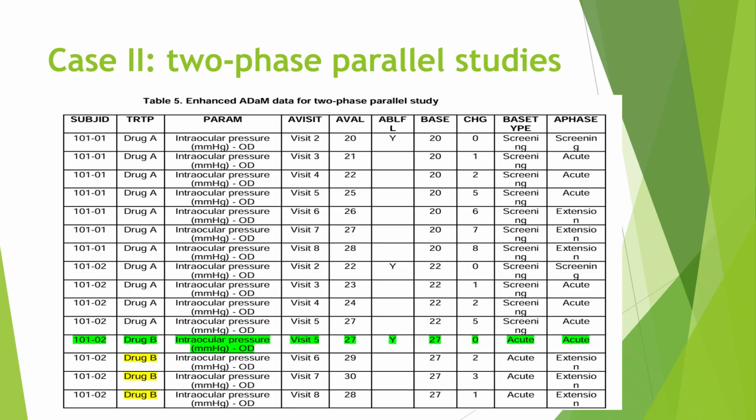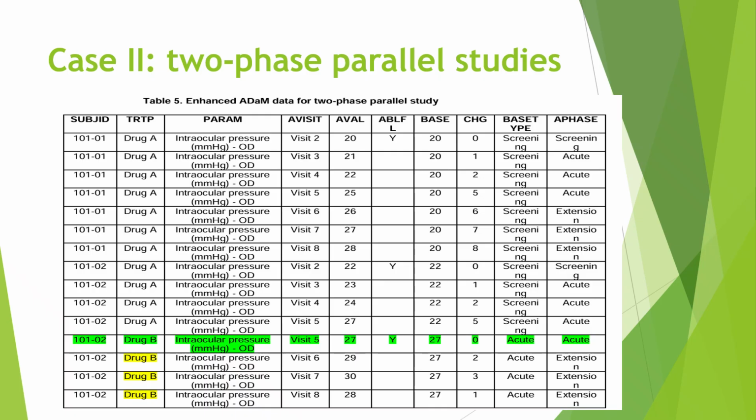It is also worth noting that in the newly created record highlighted in green, drug B is populated as TRT, which can facilitate the table programming. Please note that the original record had the value of drug A when it was a part of the screening base type records. But when this record becomes the baseline record for the extension phase, we have to show the correct treatment for which this record will act as the baseline record.